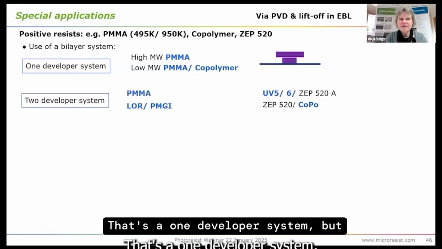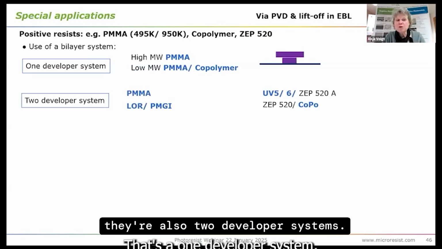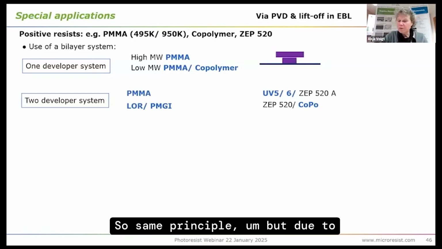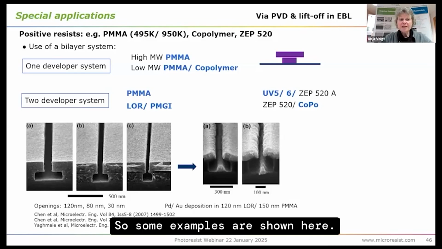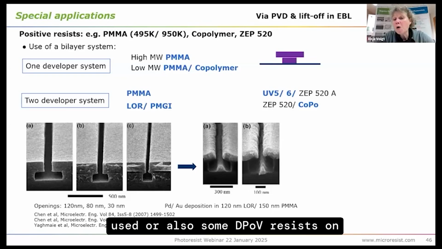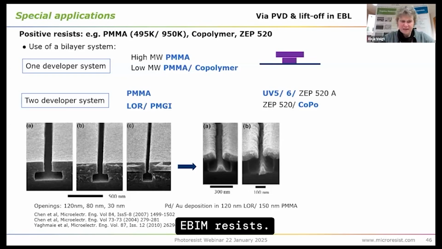That's a one developer system, but there are also two developer systems. So the same principle, but due to the different materials, the recommended developers are different. Some examples are shown here, where either PMMA on LOR PMGI is used, or also some deep UV resist on E-beam resists.